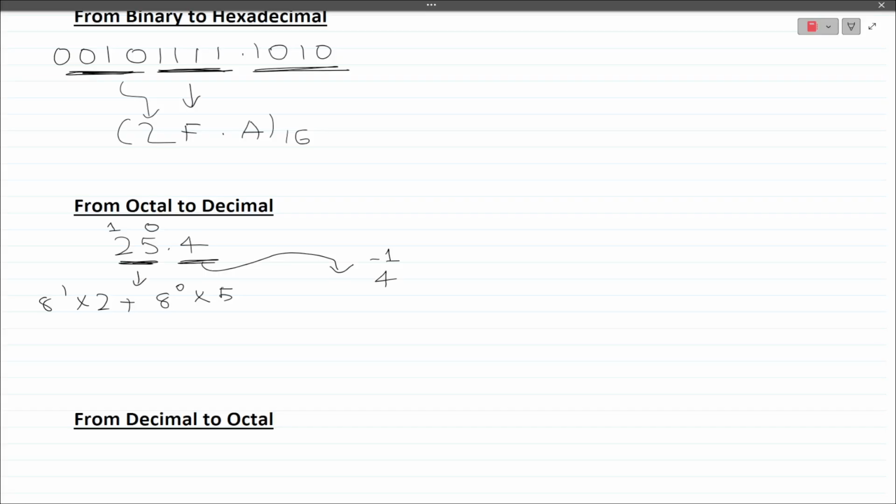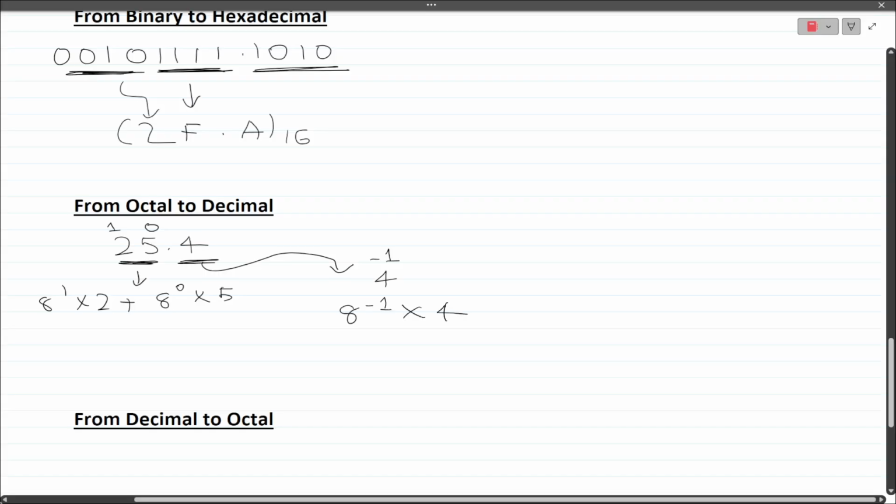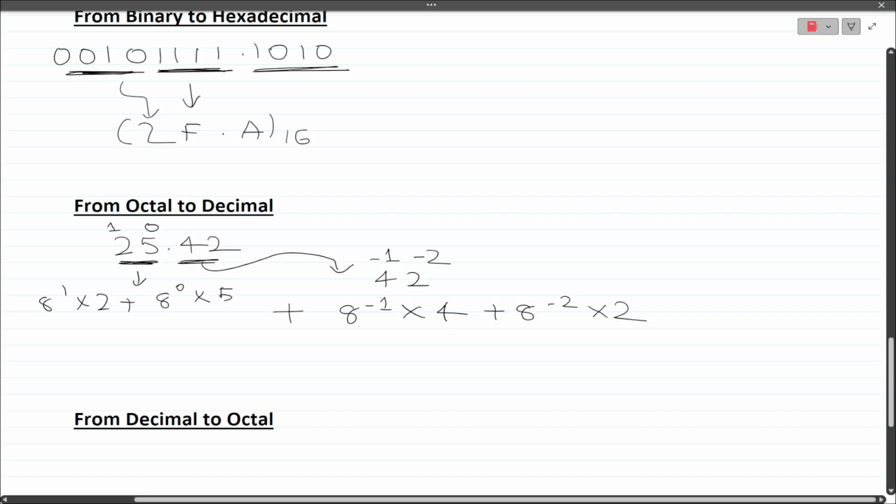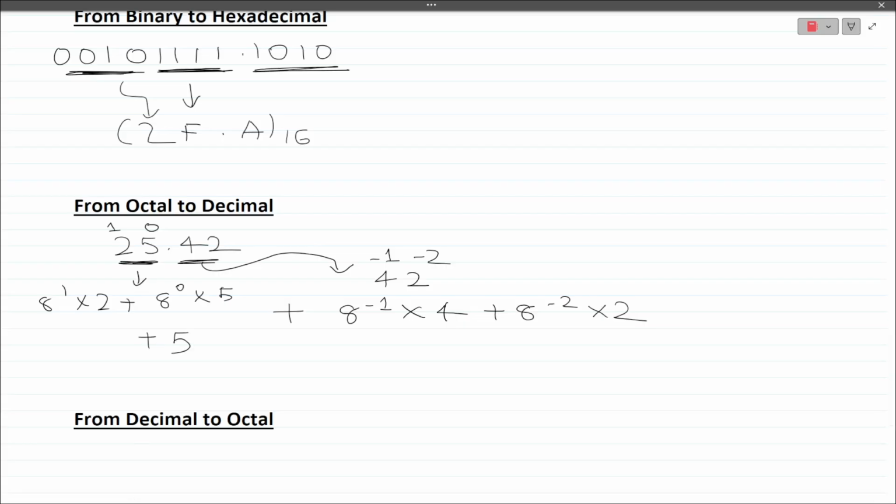Why? Because it's my decimal part. Now I will be taking 8 to the power minus 1 into 4. Suppose here I am having 2, then 2 will be given minus 2, then plus 8 to the power minus 2 into 2. This is what you need to follow, and at last you need to add them. I know it's going to be a little lengthy, but let me try it out. So here we have got the answer as 21.